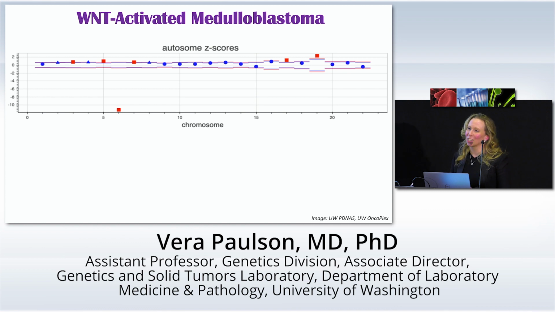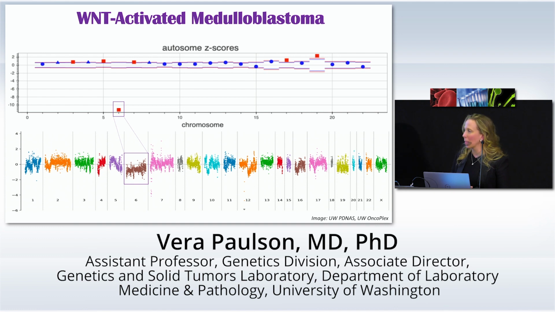We've got a Wnt-activated medulloblastoma here. These have beta-catenin mutations and also are accompanied by monosomy 6. I think it's pretty easy to pick out that chromosome 6 is hanging out here at the bottom. If we look at the Oncoplex data, this is a little harder to tell, but I think you can appreciate that chromosome 6 is beneath the little 0 line here.